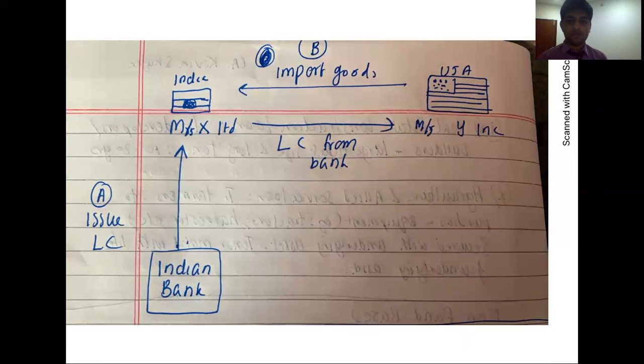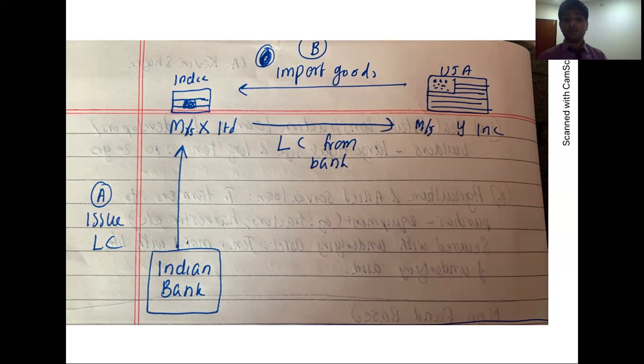So this is a brief illustration of how a letter of credit works. You should see diagram A. Here, Mr. X is the exporter, Mr. Y is the importer. Sorry, a mistake. Here it is the opposite.